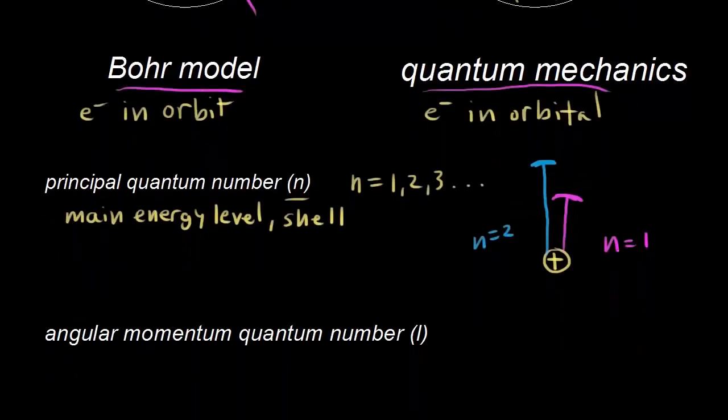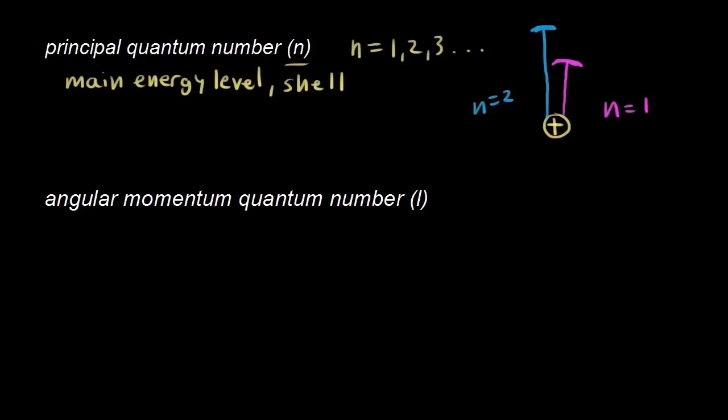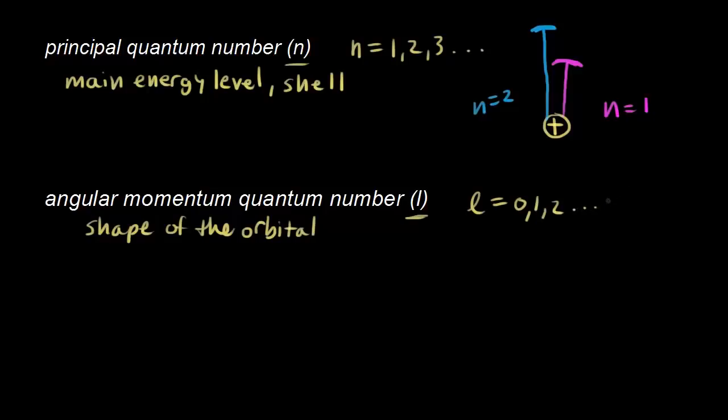All right, our second quantum number is called the angular momentum quantum number. So the angular momentum quantum number is symbolized by l, and l indicates the shape of the orbital. So this will tell us the shape of the orbital. Values for l are dependent on n. So the values for l go from 0 all the way up to n minus 1. So it could be 0, 1, 2, or however many values there are up to n minus 1.